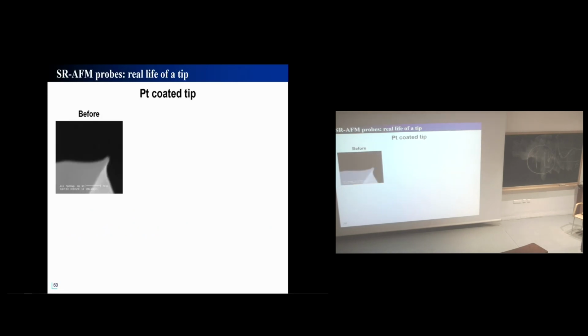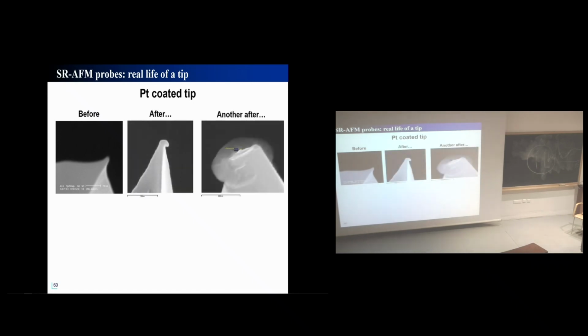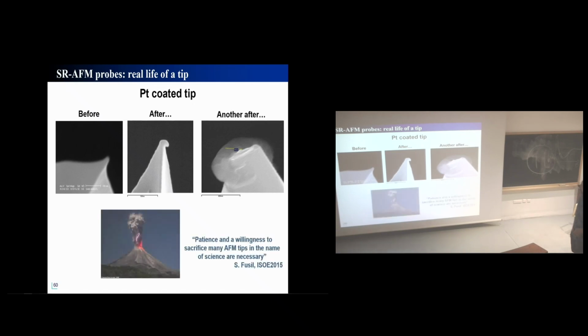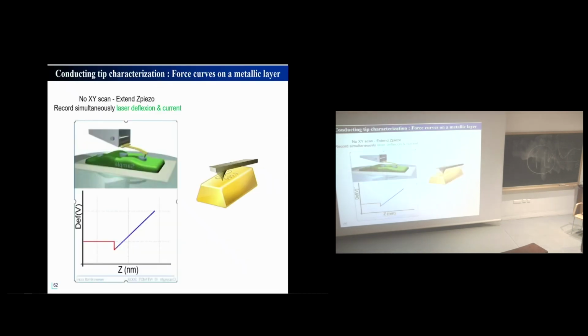The real life of a probe. So this is a scanning electron microscope image of a platinum-coated probe before using it, after using it, after another, after. And okay, you are going to realize that this is a citation of Mr. Stéphane Fusil, a co-organizer. You have to be ready to kill a lot of probes to work. But most importantly, you have to be able to characterize your probe before experiment, during experiment, and after experiment, just to know if your measurements are true or not.